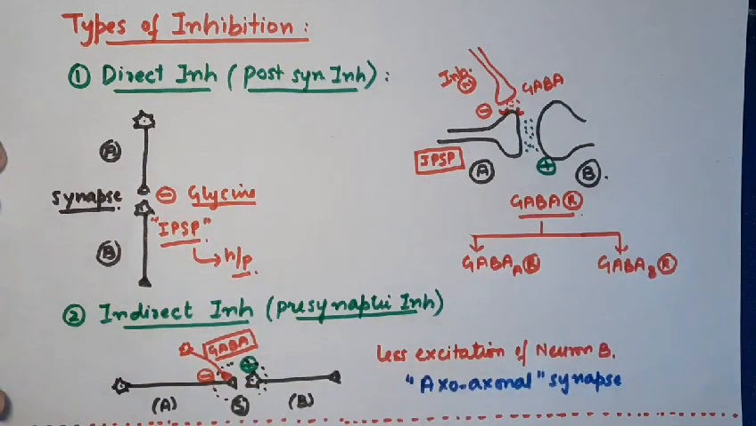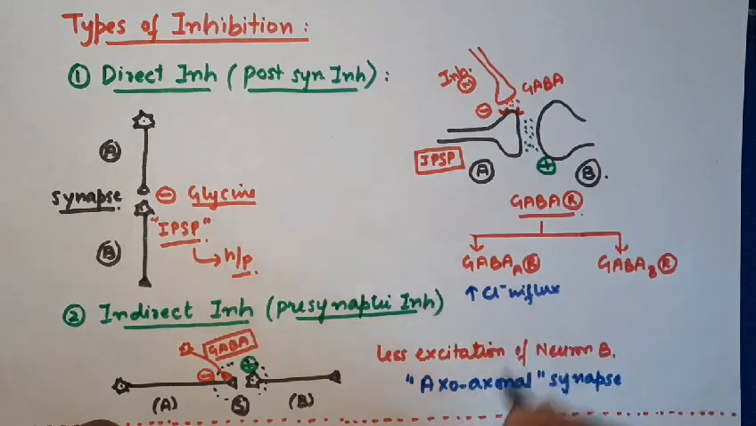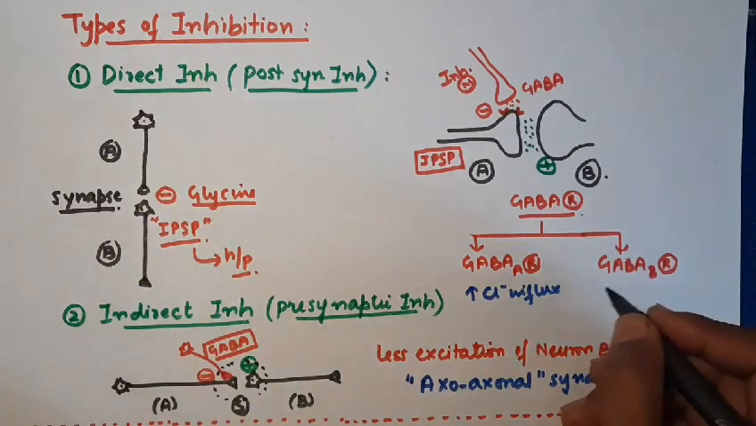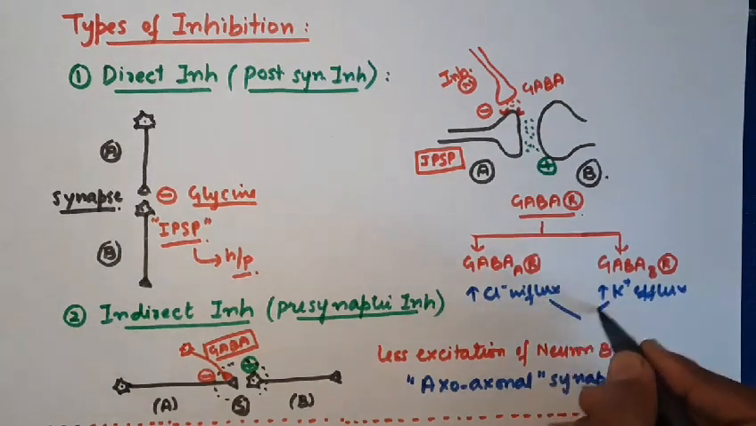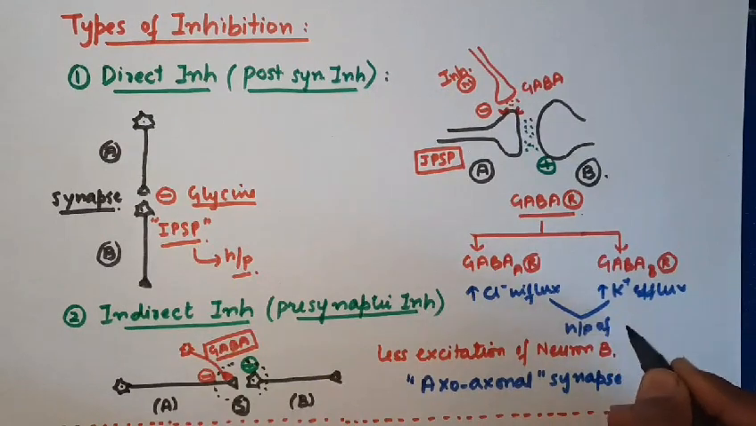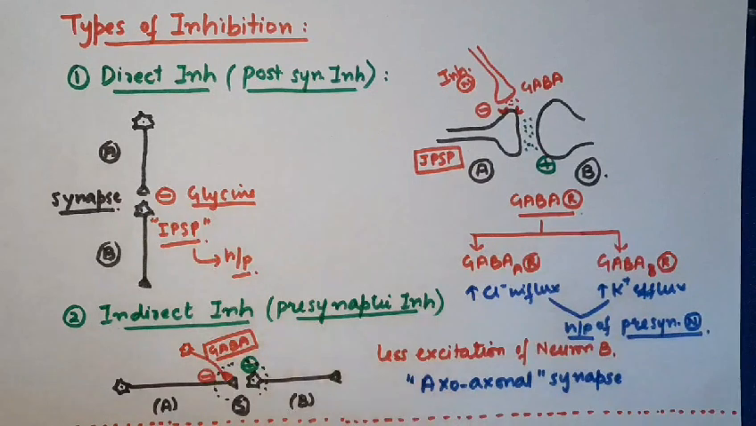GABA A receptors are simply chloride channels, so they will increase chloride conduction. That means more chloride is going to enter into this neuron. And GABA B receptors increase potassium conductance, that means there will be more potassium efflux, and both these factors will cause hyperpolarization of presynaptic neuron. Thus this neuron will be inhibited and it will cause less stimulation of neuron B. So this is what we studied in a bit more detail.